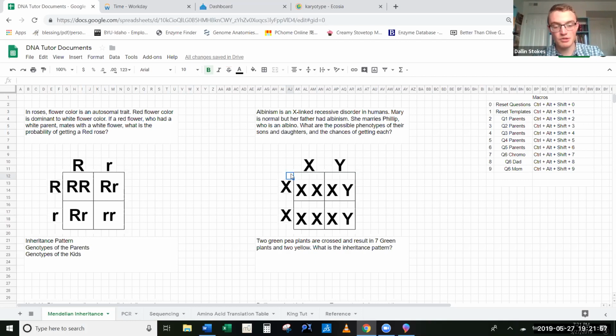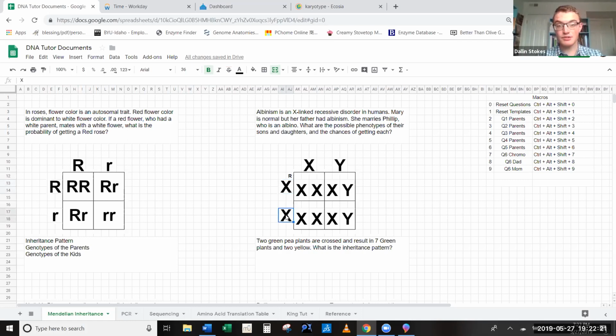By doing this, I'm saying that this X chromosome in particular has a capital R gene on it. That way, now I can keep track of two variables. I can keep track of the fact that it's an X chromosome, and I can keep track of the fact that it's a big R or a little r. Good so far?